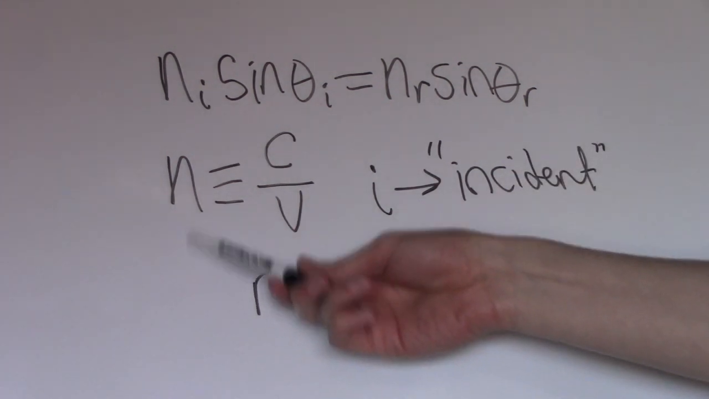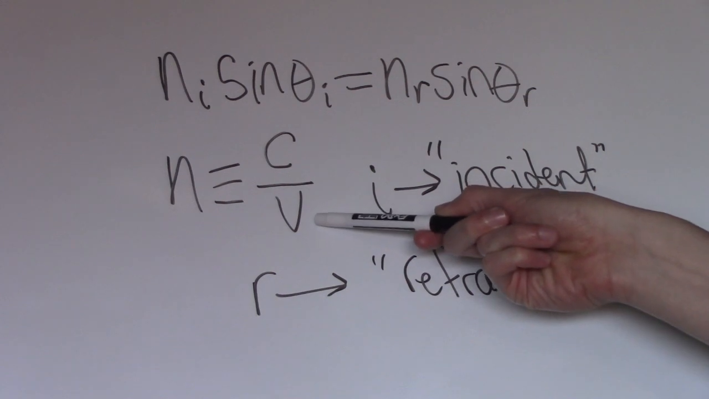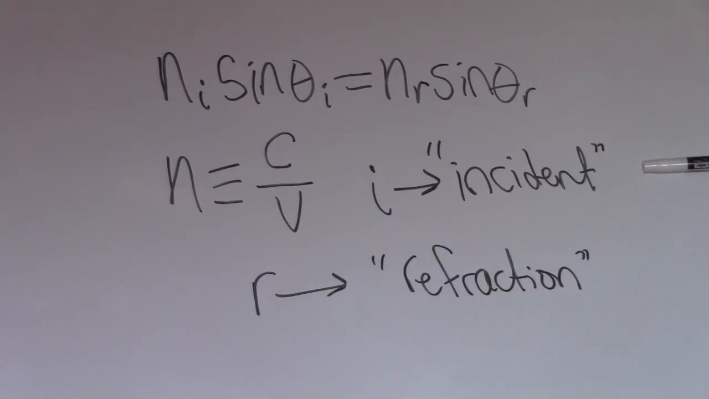The index of refraction is defined to be the speed of light in vacuum divided by the speed of light in some medium. The subscript I means the quantity it's attached to is referring to the incident medium, and the subscript R means the quantity it's attached to is referring to the refractive medium.